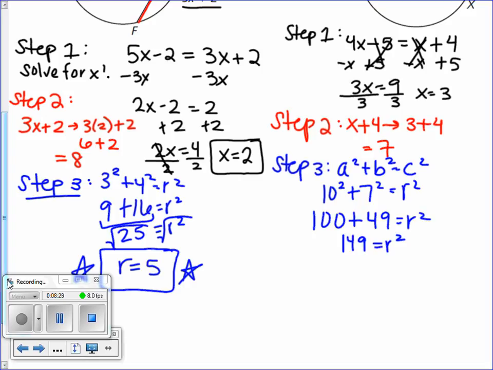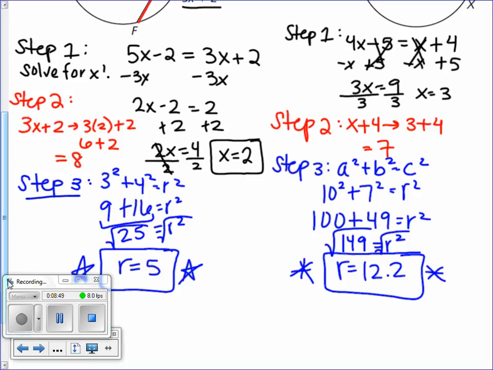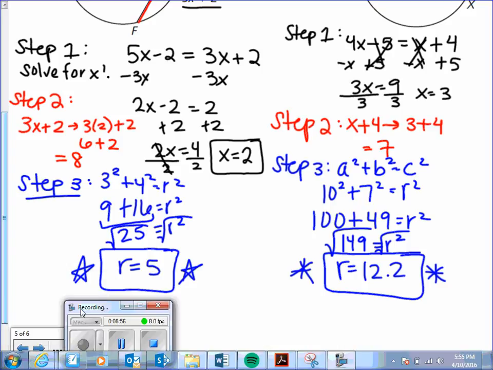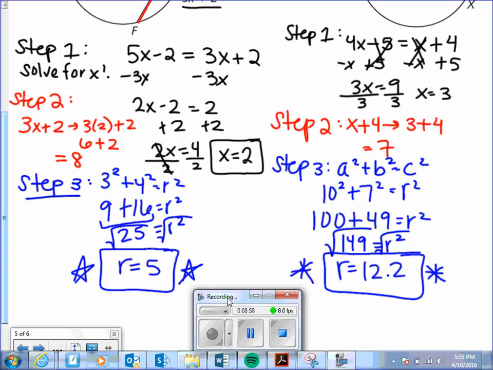That's R squared. So to get R by itself, I'm grabbing my calculator. We undo a square by square rooting. Square root of 149 is about 12.2. And that is your actual answer. That is your radius. Okay. Let me move this for a second. There you guys go. If you need a second to copy all of that down.